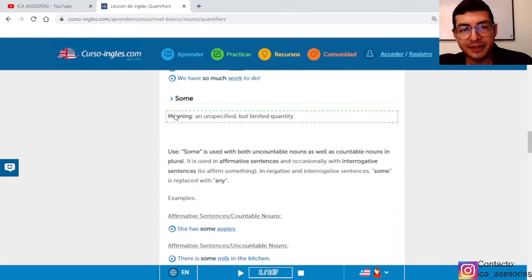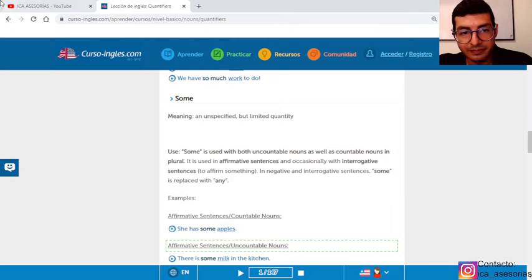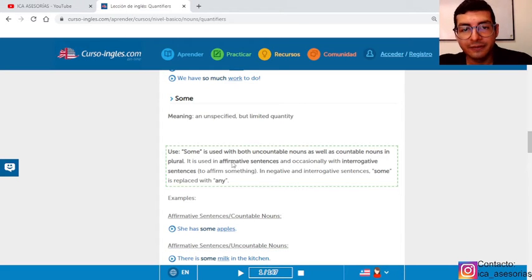Some, meaning an unspecified but limited quantity. Use. Some is used with both uncountable nouns as well as countable nouns in plural. It is used in affirmative sentences and occasionally with interrogative sentences to offer something. In negative and interrogative sentences, some is replaced with any.